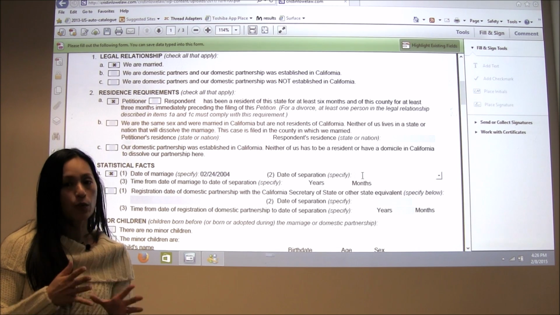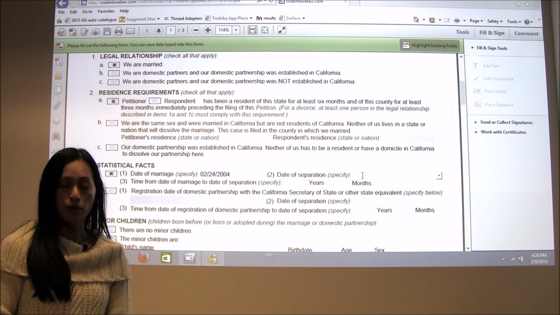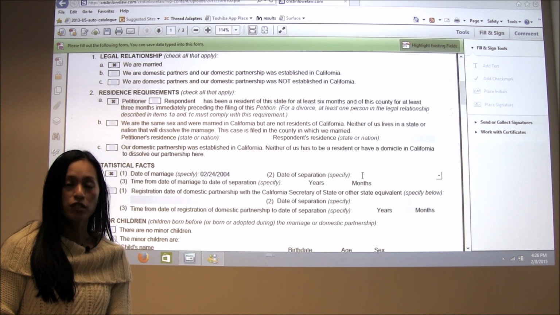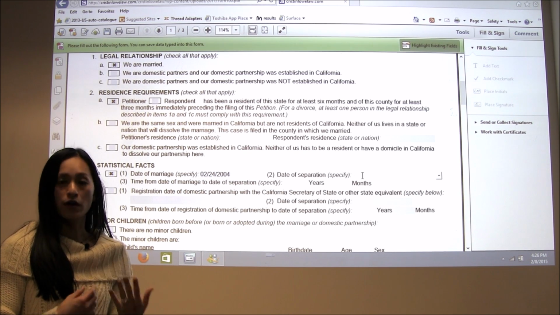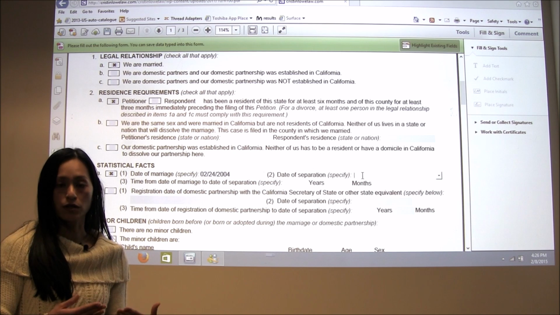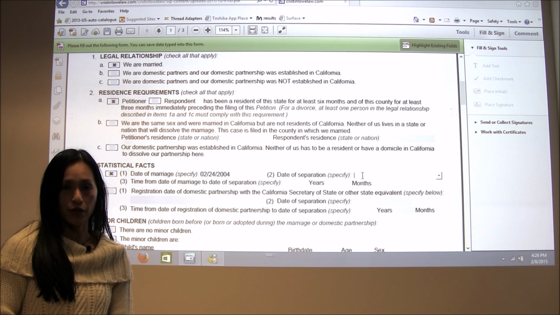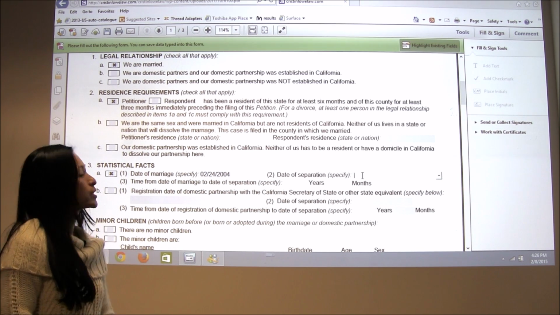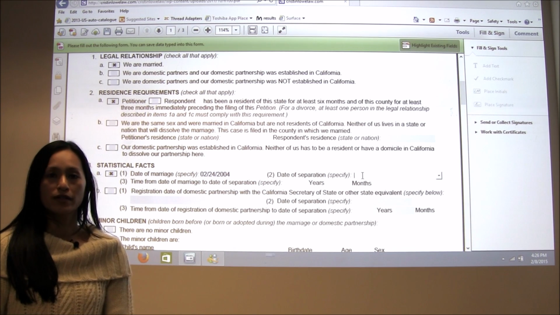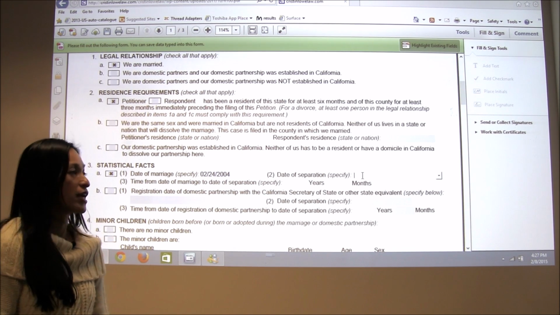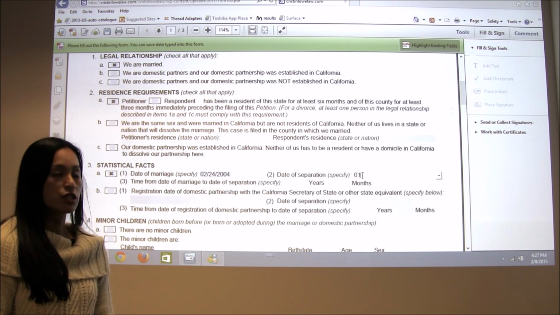So if you're somewhere between that 9 and 11-year mark, you might want to consider talking to an attorney just so you understand more concretely and more in depth what a long-term versus a short-term marriage might mean for you. In this case, we're going to have John have a long-term marriage, and we're going to have the date of separation to be January 16th, 2015.